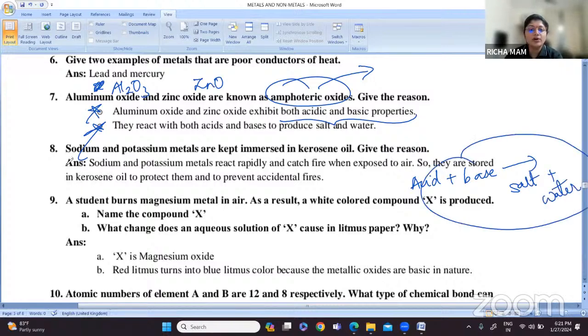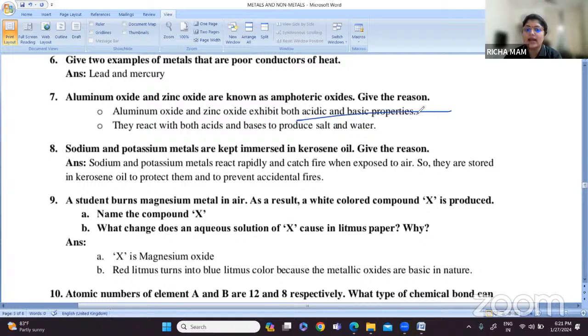So aluminium oxide and zinc oxide exhibit both basic character and acidic character. Second, when they react with acids and bases, they produce salt and water. So remember these reasons. Fine. Going for the next question.